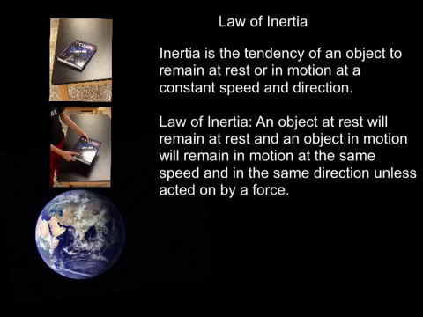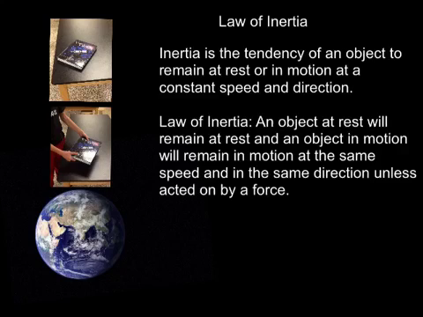All right, so let's talk about Newton's laws of motion. His first law of motion is called the law of inertia. And inertia is the tendency of an object to remain at rest or in motion at a constant speed and direction. So the first law, the law of inertia, says that an object at rest will remain at rest, and an object in motion will remain in motion at the same speed and in the same direction unless acted on by a force.